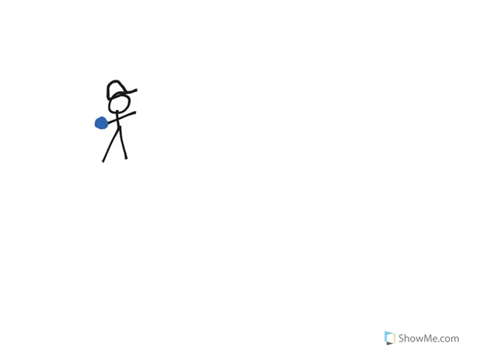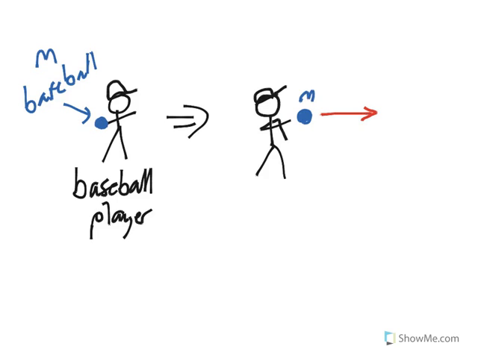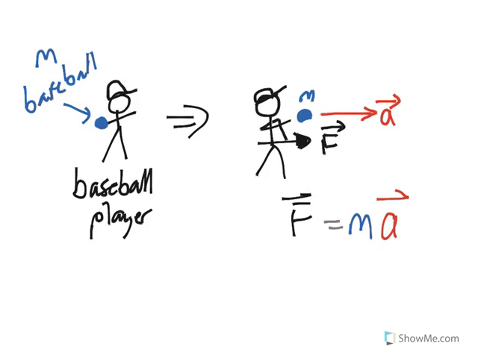Let's look at an example. Let's look at a baseball player. He's carrying a baseball. The mass of the baseball is m. Now the baseball player throws the baseball of mass m to the right and causes the ball to accelerate. The baseball player is the one applying the force F to the ball, and it's to the right. The ball responds by accelerating out of his hand and increasing in speed to the right. The force applied by the baseball player to the mass of the ball causes the ball to accelerate. Otherwise, F equals ma.